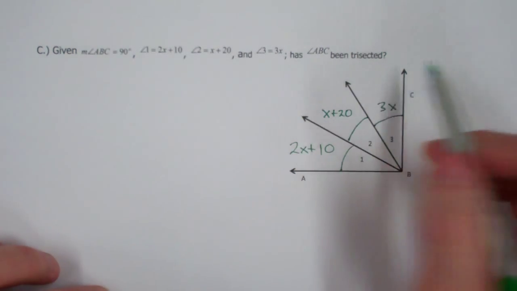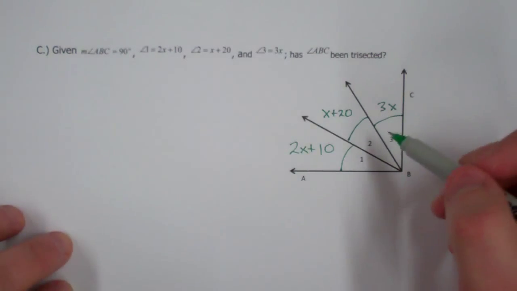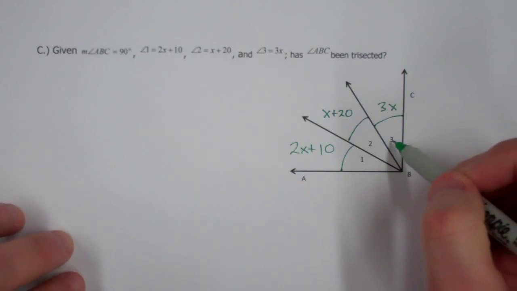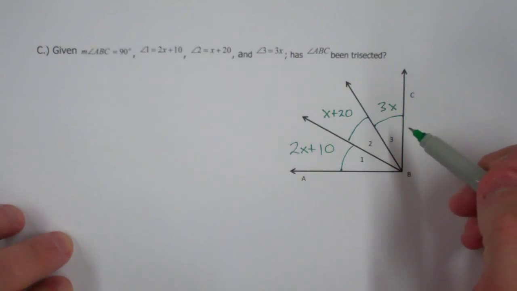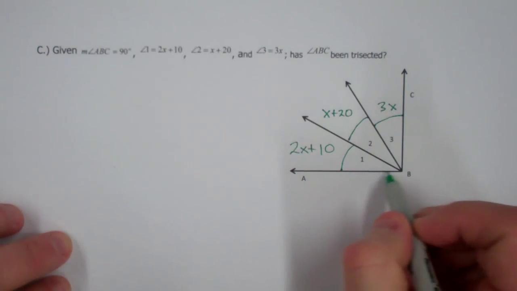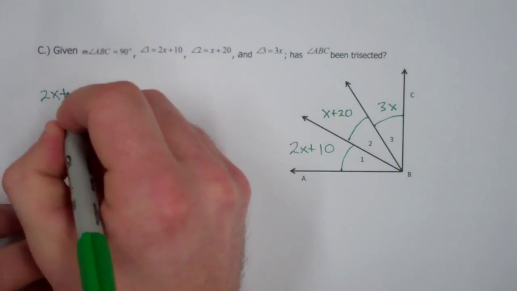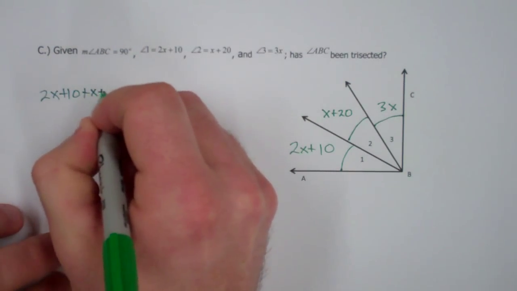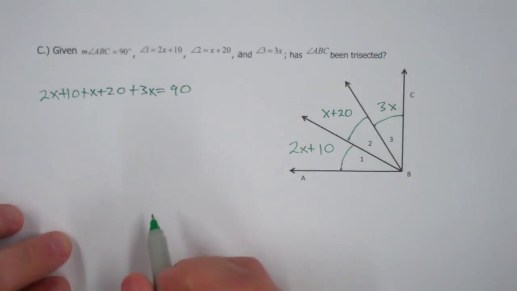Has angle ABC been trisected? So we're wondering, is the measure of angle 1 the same as 2 and the same as 3? If it is, then that angle's been trisected. If we take all 3 of these angles and add them up, we'll get the whole angle, which is a right angle. So we can do 2x plus 10 plus x plus 20 plus 3x is equal to 90.